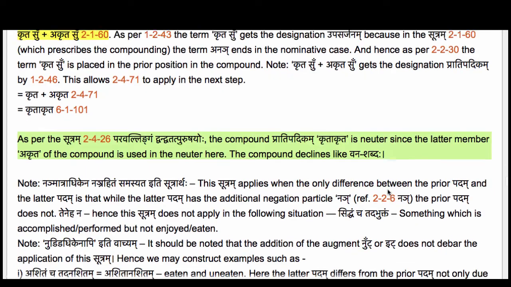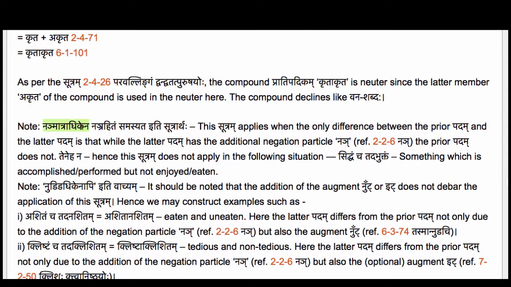Feminine would be krita krita. Note here says that nyai matra adhikena nyai rahitam samasyate iti sutrarthaha. This sutra applies when the only difference between the prior padam and the uttarapadam is that while the latter, the uttarapadam, has the additional negation particle nyai, the prior padam does not. Teneha na. Hence, this sutram does not apply in the following situation: siddham cha tada bhuktam, siddham cha tat abhuktam, something which is accomplished or performed but not enjoyed or eaten.